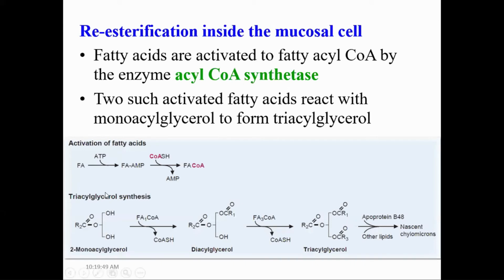Which you can see in the figure also. This one is the activation of fatty acid to form fatty acyl-CoA. After formation of this activated form of fatty acids, it is esterified with 2-monoacylglycerol to form diacylglycerol and finally triacylglycerol. After formation of triacylglycerol, along with the other dietary products which are absorbed, like phospholipids and cholesterol esters, these form a chylomicron with the help of the protein called apoprotein B48. After formation of this chylomicron, it is released into the lymphatic system and through the thoracic duct, it is released into the circulation.